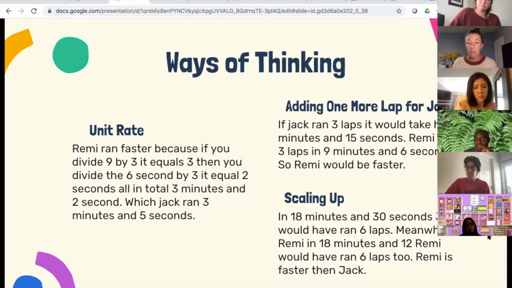Another solution that we saw was students that scaled up. So if I have that Jack ran 2 laps and Remy ran 3 laps, what if I compared their total times for running 6 laps each? So notice that again, that's another way of thinking. So this is what we really love about these types of questions as well, is even though all of these students may have landed on Remy is the faster runner, by asking them to explain, we can see that there were multiple ways of thinking, and celebrating, like, awesome job, guys. Now, do we see any connections between these ways of thinking?